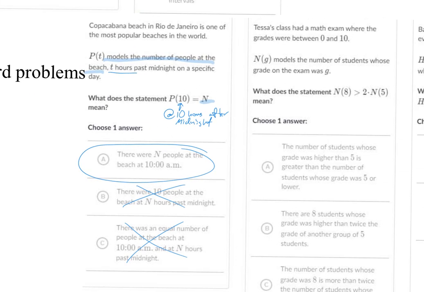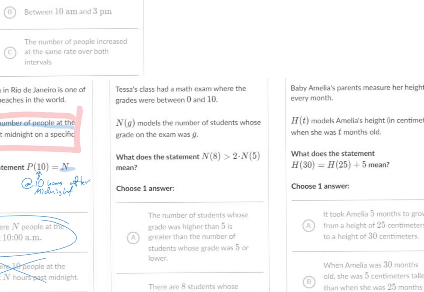Okay. So this little sentence right here is crucial. Very, very important, because they're telling you what all the parts mean. And so that's how you can figure out what goes to what. So let's look at one more example.